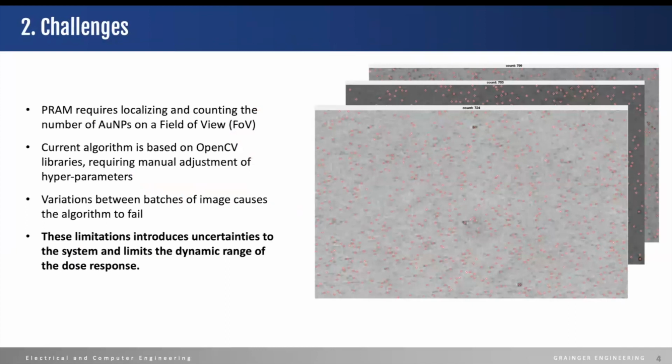However, the current algorithm is based on OpenCV libraries, which requires manual adjustment of hyperparameters. The reason for this manual adjustment is the variation between the batches of images, which causes the algorithms to fail. Therefore, this limitation introduces uncertainties to the system and limits the dynamic range of the dose response.